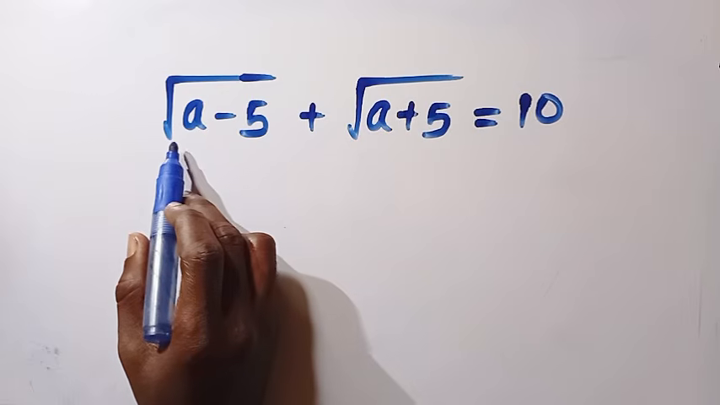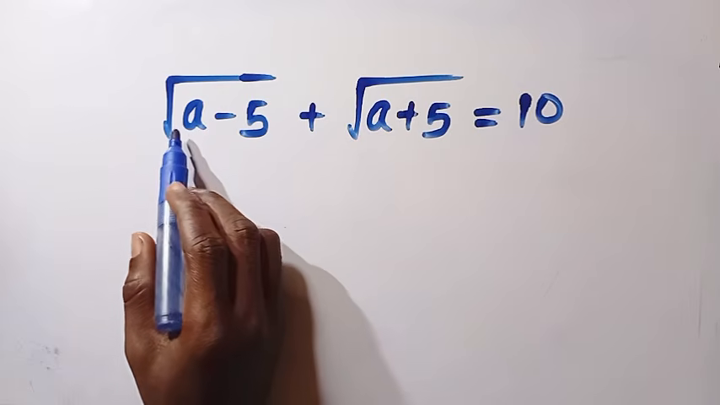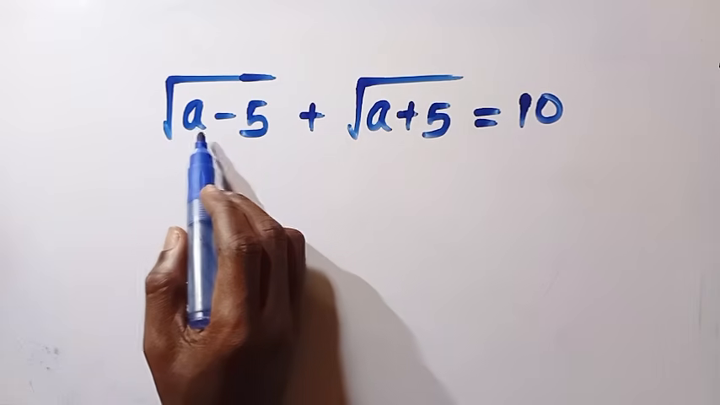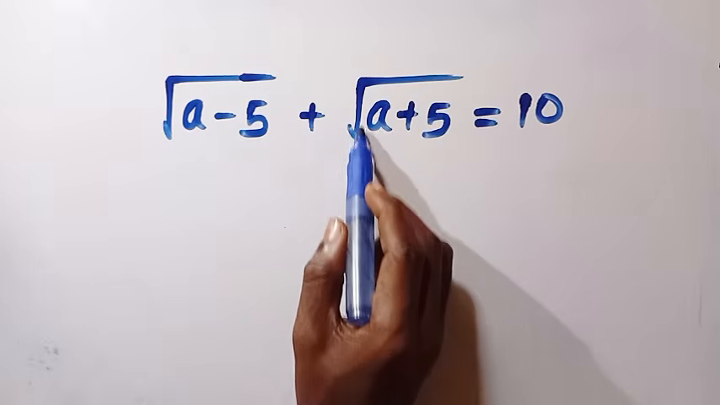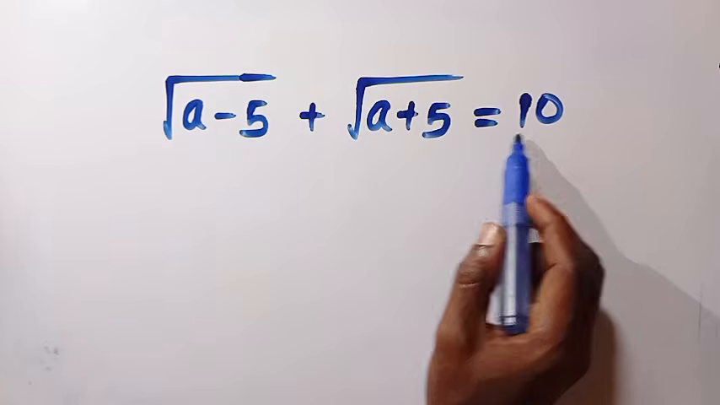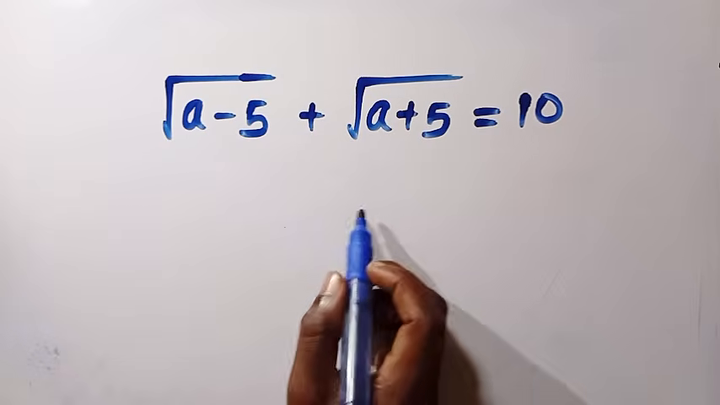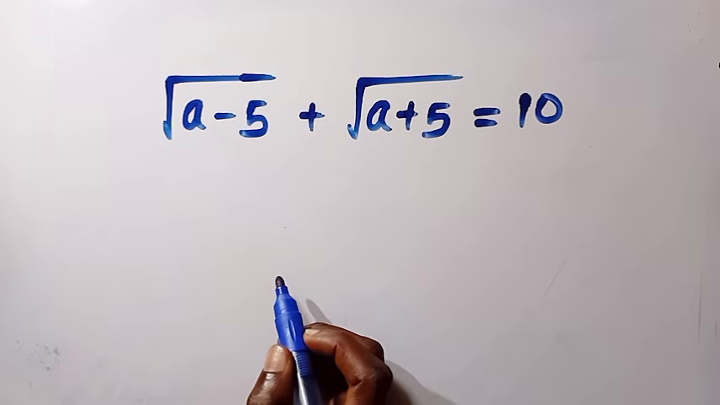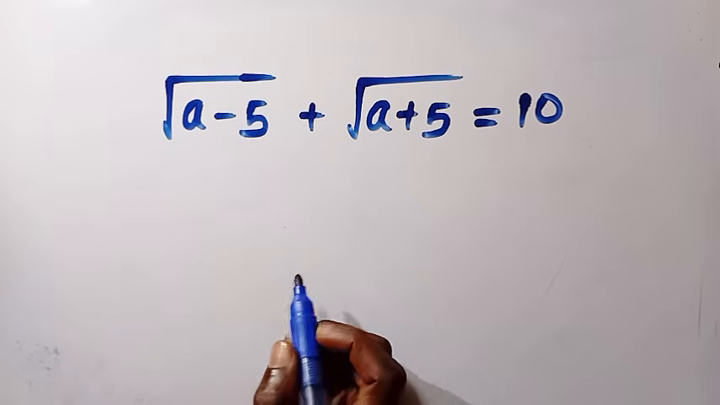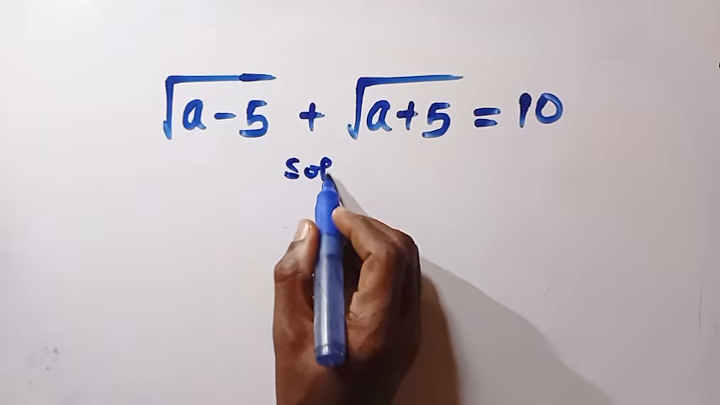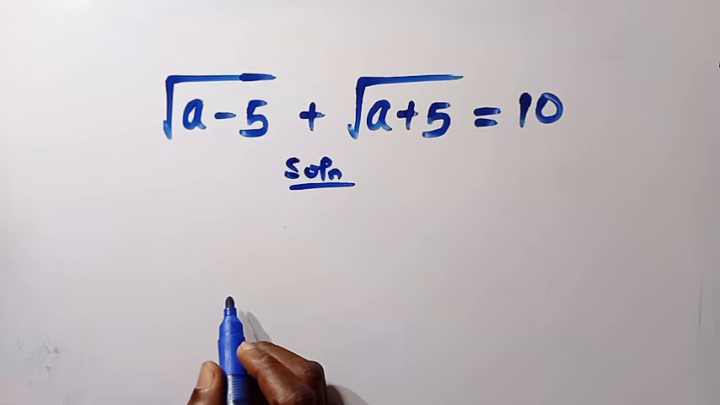How to solve these nice radical equations? We have the square root of a minus 5 plus the square root of a plus 5 equals 10. How can we find the value of a? You can pause this video and give it a try. Let's consider a step-by-step solution to this.